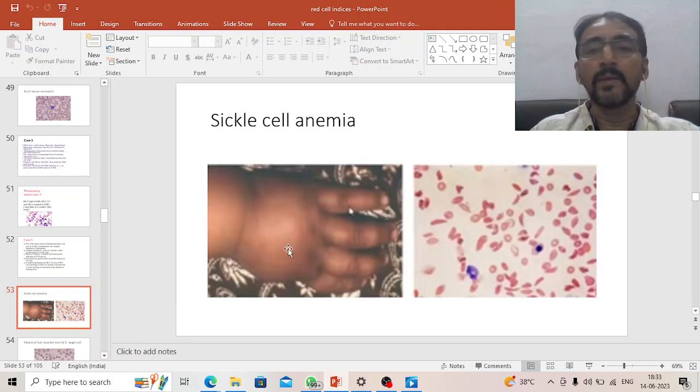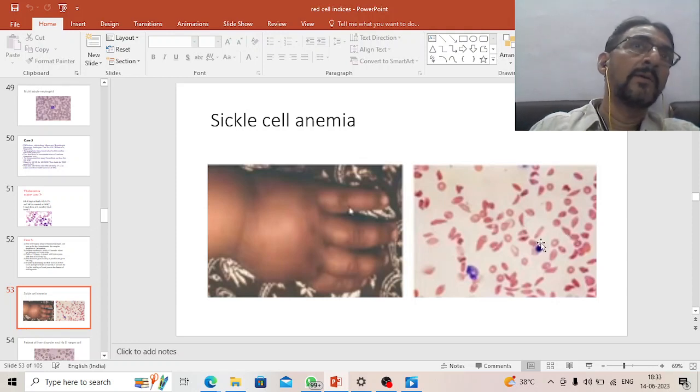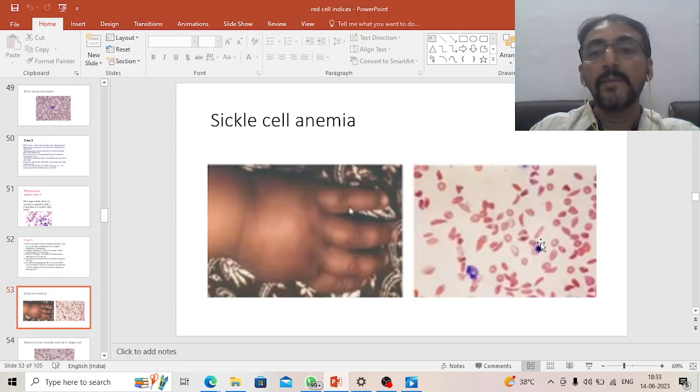Similarly, this is sickling, see the RBCs are getting sickled, the shape of the RBC has become sickle. You can see the RBC shape become sickle, they are not biconcave, they are not even round. So this is sickle cell anemia, that can also be here. If that is the case, we have to go for hydroxyurea.